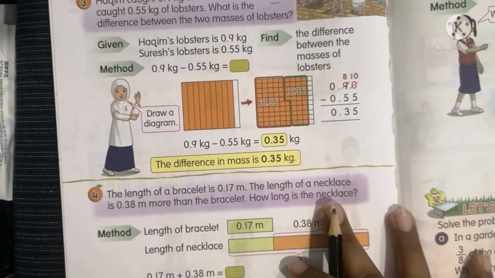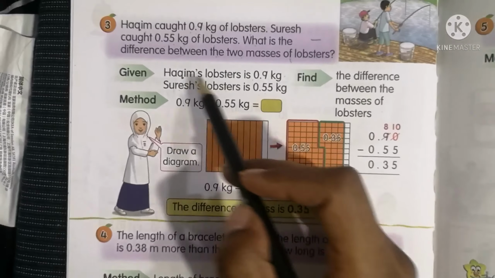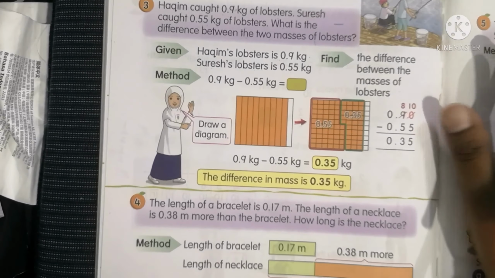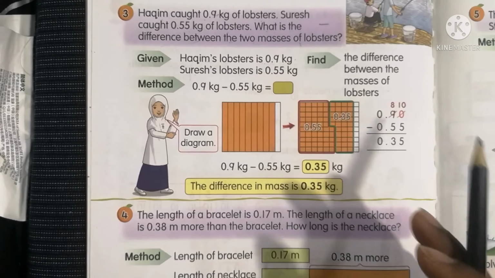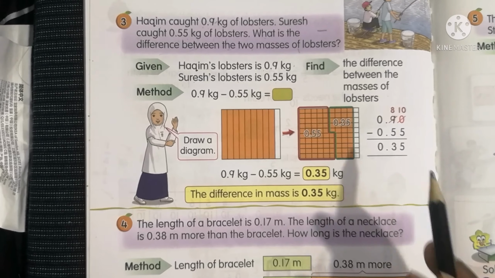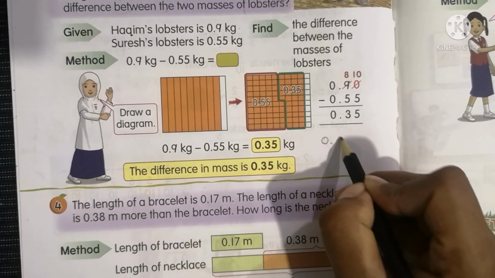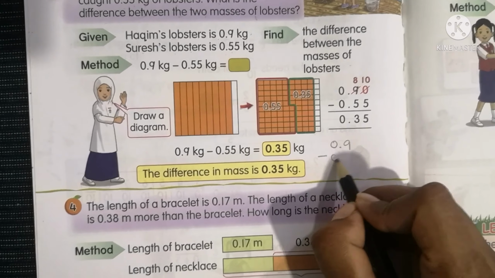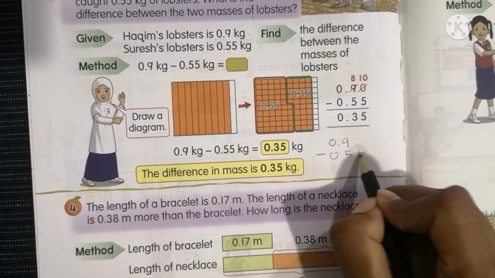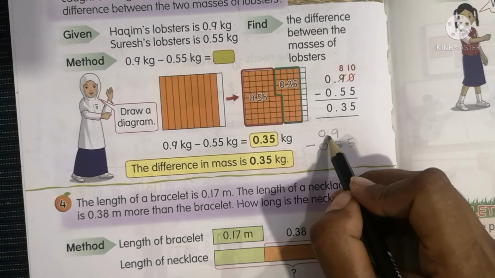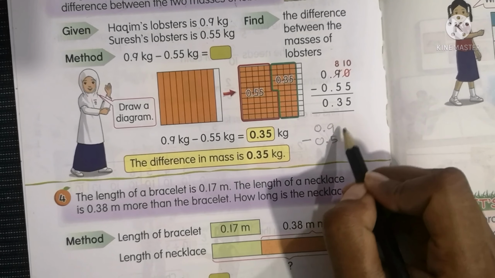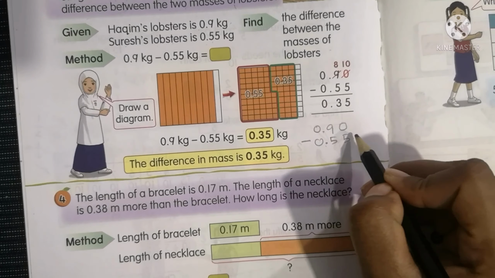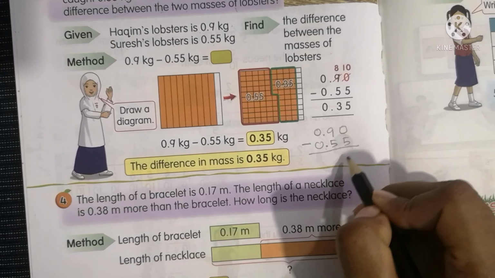So what do we have to do? Minus. So how do we have to minus? Look at the biggest number here. Is 0.9 bigger or 0.55 bigger? 0.9, right? So 0.9 minus 0.55. Make sure the decimal points are in line and the number of decimal places is the same. So look up here. Blank space, right? So what do you have to do? Put 0. Then you minus.